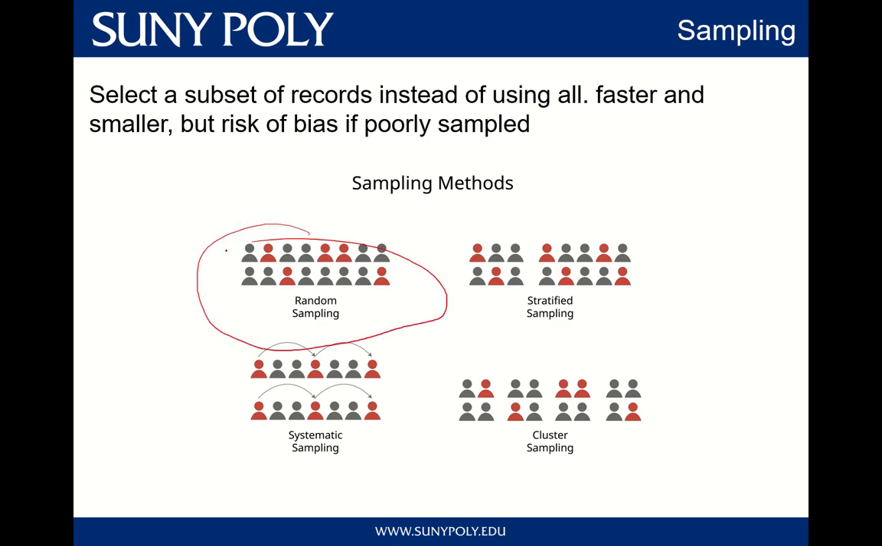The idea here is that every single observation or individual has the same probability of being selected in the sample. You can pick any of them and you will pick them randomly. There is no pattern in the way in which you draw the sample. And again, every single observation will have the same probability of being selected. So that's random sampling.